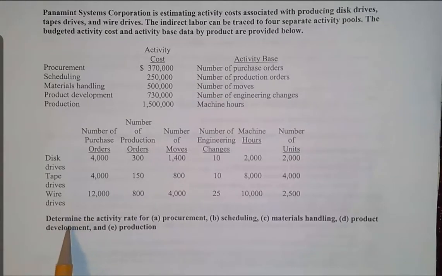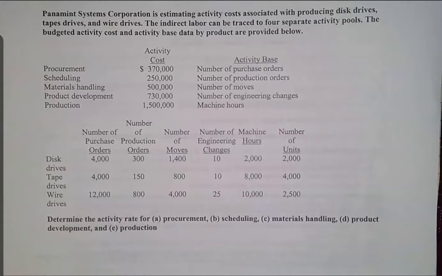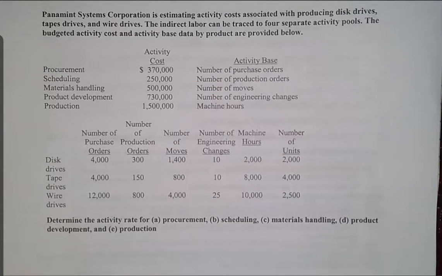So, what do they want to know? They want us to determine the activity rate for procurement, scheduling, materials handling, product development, and production. So, this question, if you've never seen anything like this before, probably scares you to death. But it's important to understand that we're being asked a very, very limited question here. All they're asking us for is the activity rate. And I want to kind of help you out a little bit so that we're on the same page.